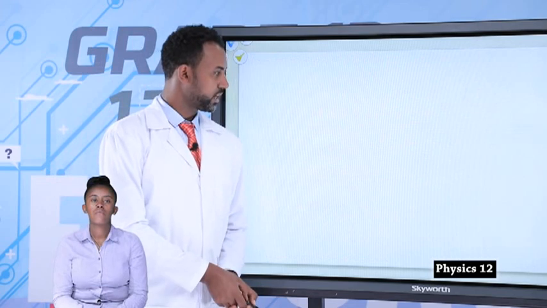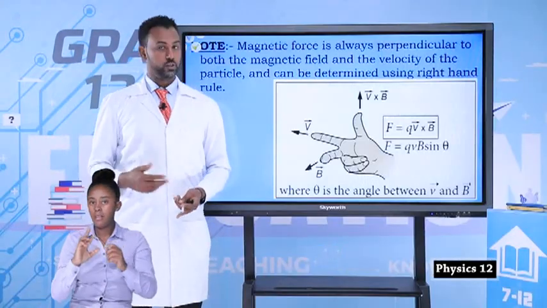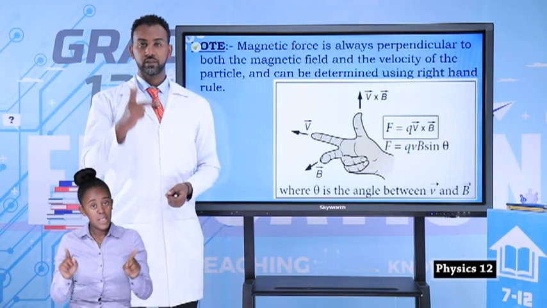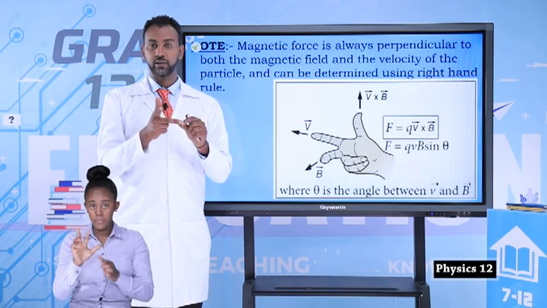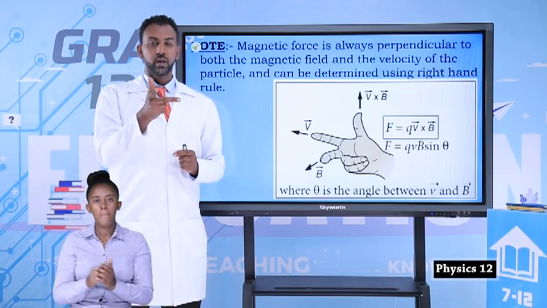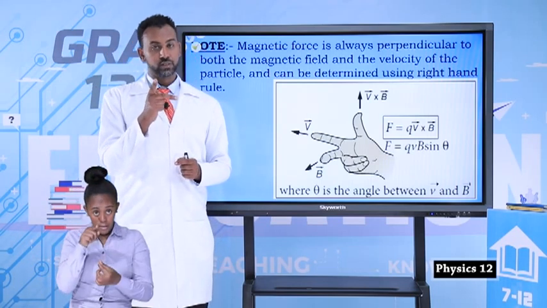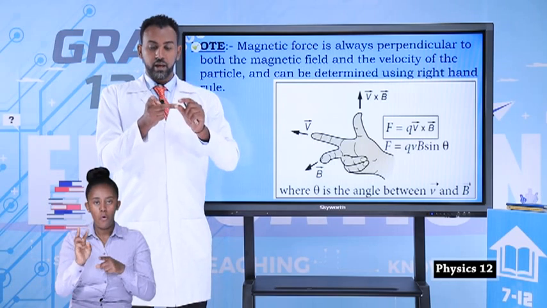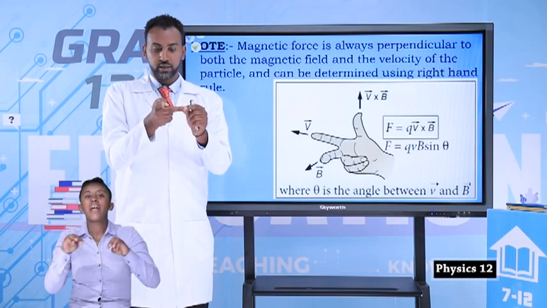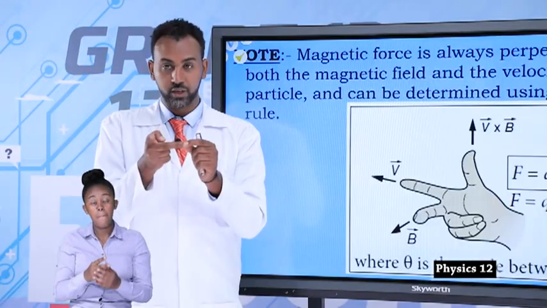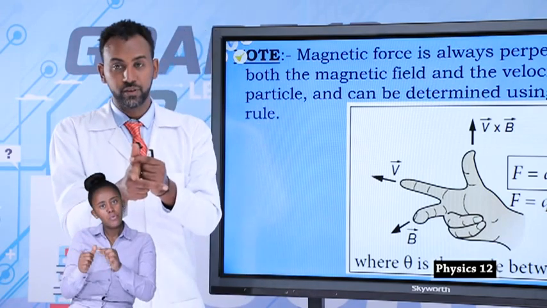Now let's use the right-hand rule. We have different right-hand rules, actually, but the most common is using those three fingers: the index finger, the middle finger, and the thumb. You have to point your index finger to the direction of velocity, your middle finger to the direction of the magnetic field, and your thumb always points to the direction of the force.